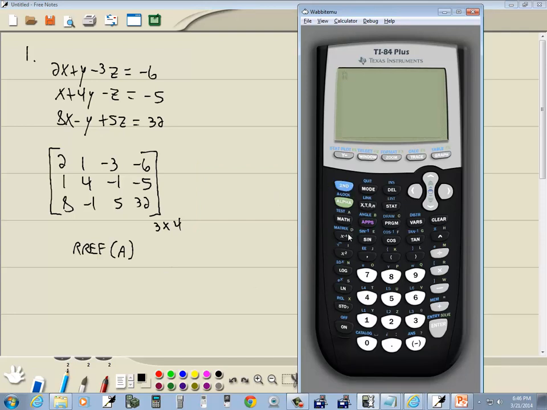So I'm going to do second x and negative 1, right arrow to math, and you'll probably find it easier to up arrow to it. We want to up arrow until we find the RREF. Make sure you choose the one with 2 R's. If you choose the one with 1 R, you'll get the wrong answer.